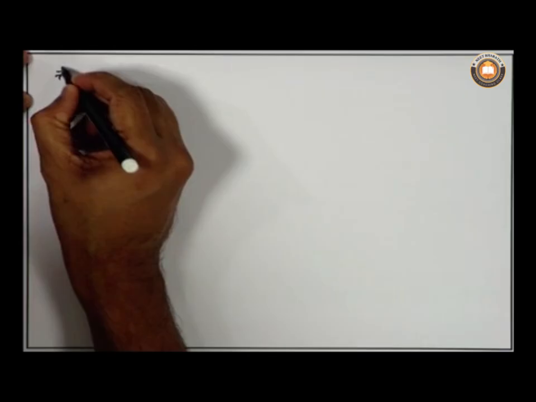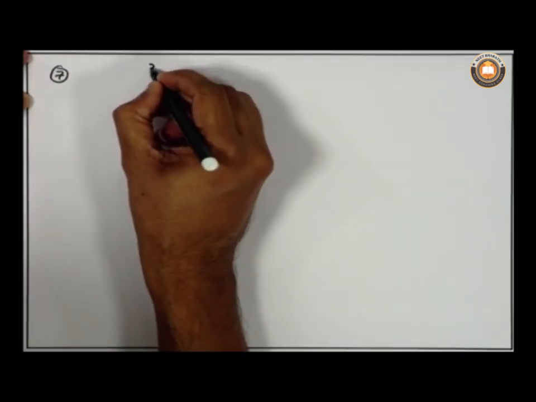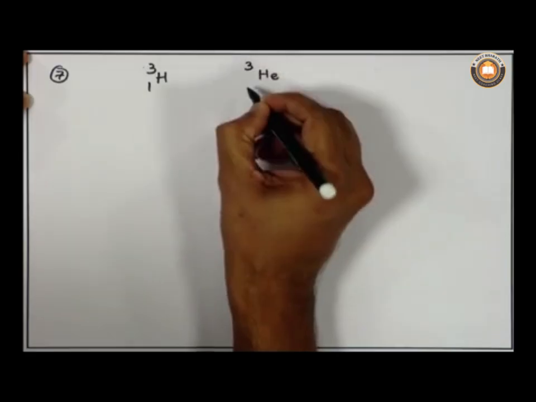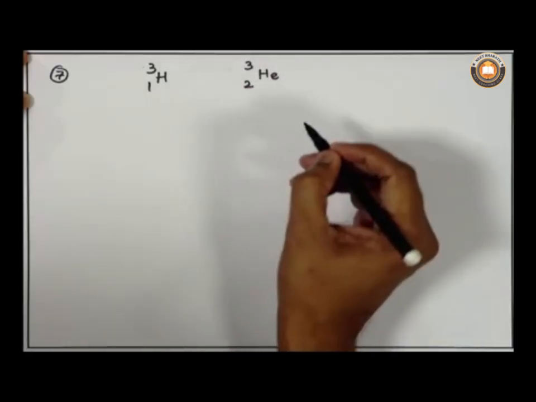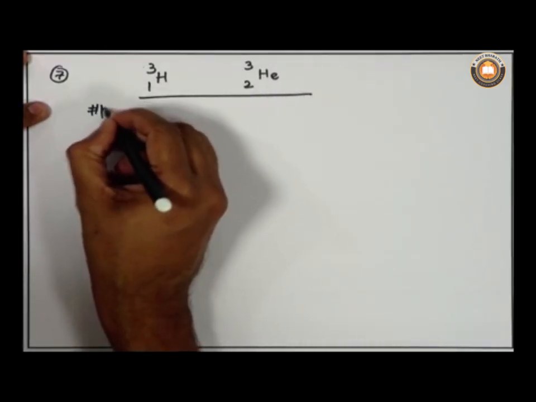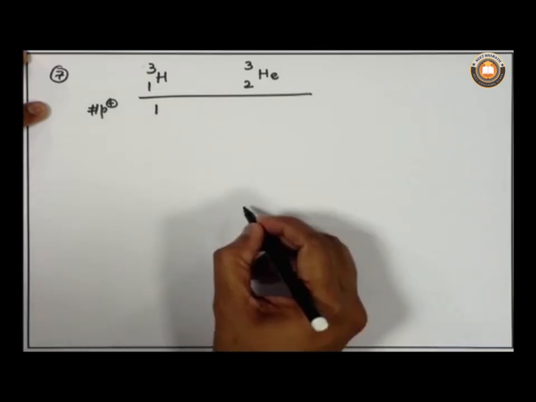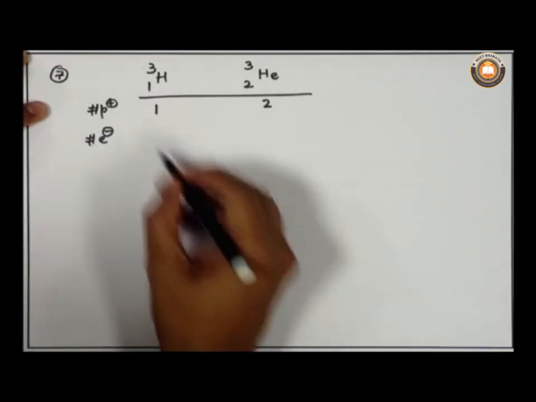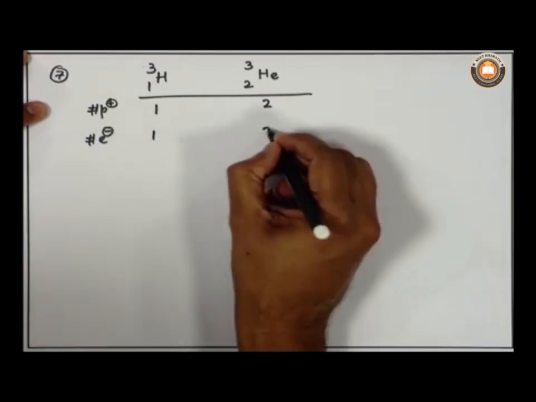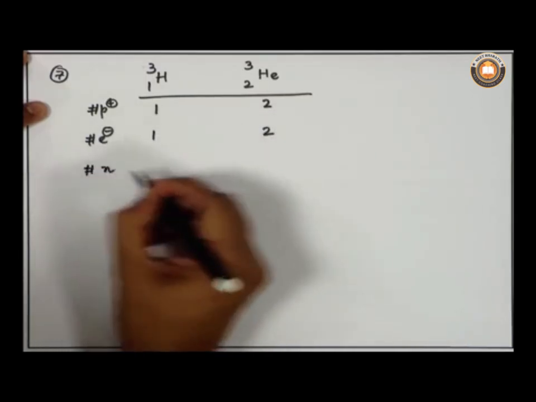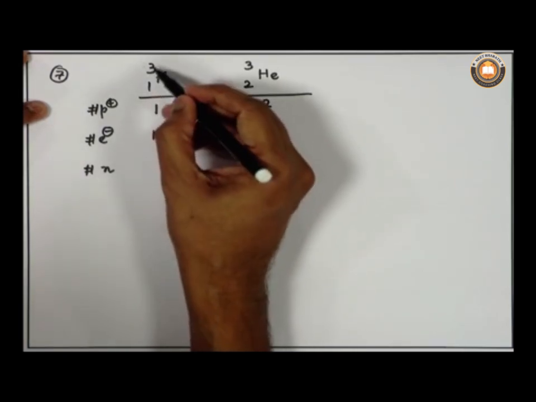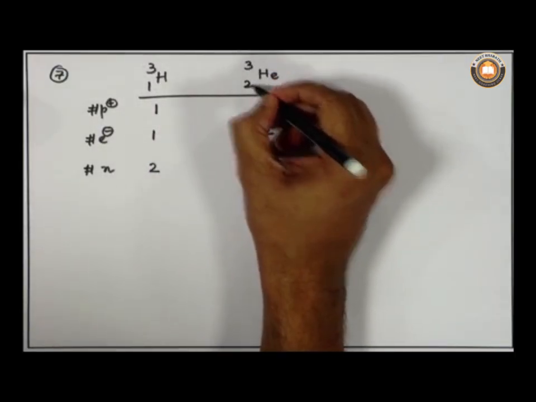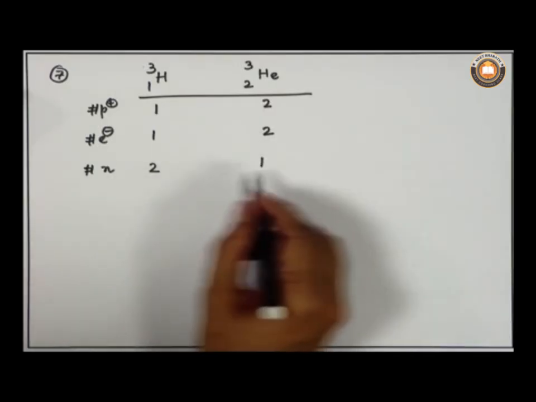Let us take one more example. This time, this is hydrogen 3, and I am going to compare it with helium 3, but helium's atomic number is 2. Again, let us write down the number of protons. The number of protons in this case is 1, and in this case is 2, because this is helium. Number of electrons: both are neutral, so the number of electrons must be equal to the number of protons in each case. And number of neutrons: in this case, the mass number is 3, so 3 minus 1 is 2. In this case, the number of neutrons is 3 minus 2, which is 1. So, the number of neutrons is 2 or 1.